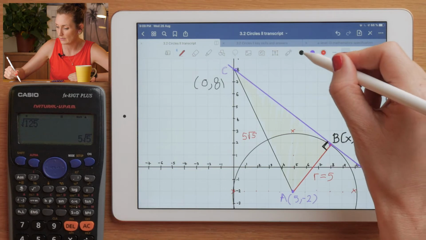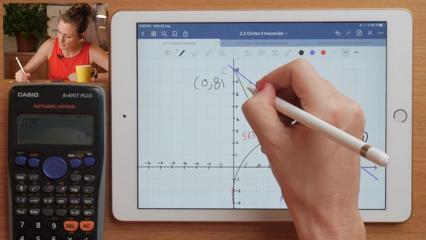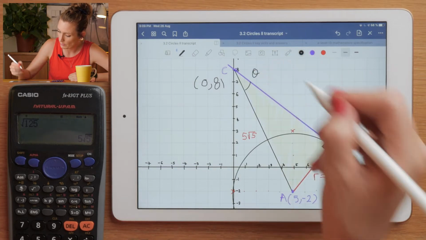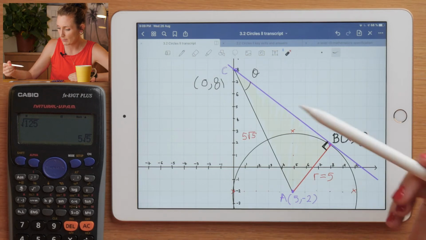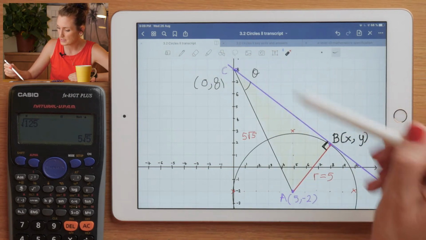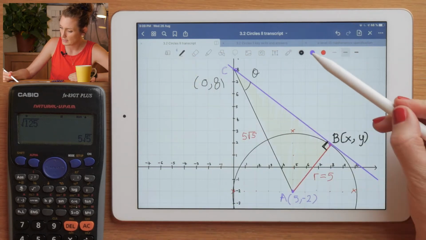I'm now going to mark in the angle that I want. So remember, A to C to B. So this will be the angle that I'm missing here. I'm going to call it theta. You can call it x if you prefer. Now, if I label the triangle, opposite the right angle is always going to be the hypotenuse. So this will be, let's take a different color.